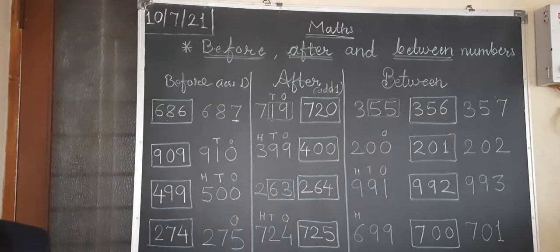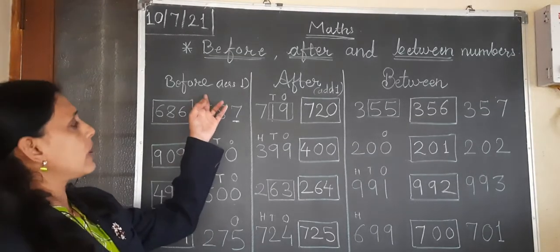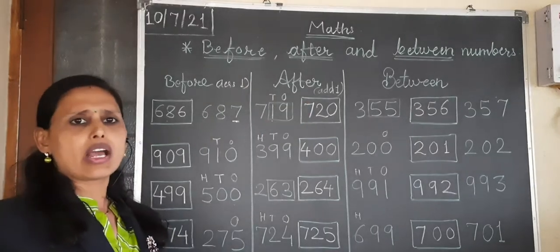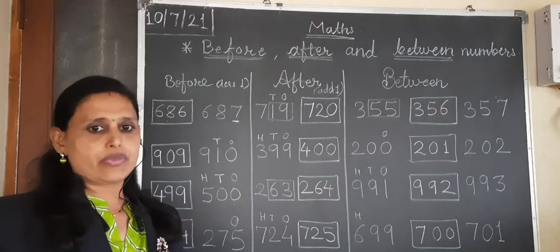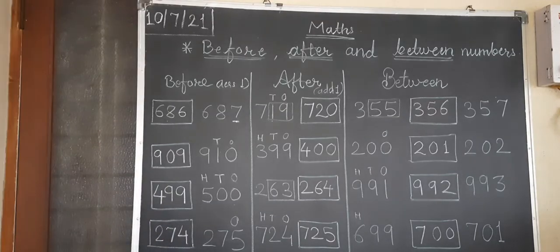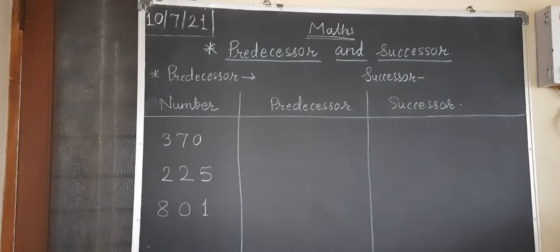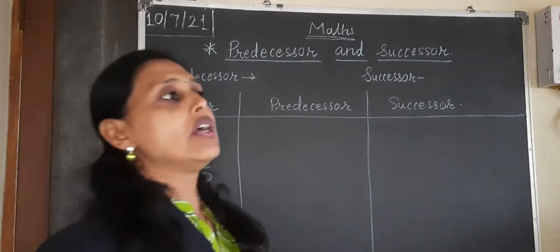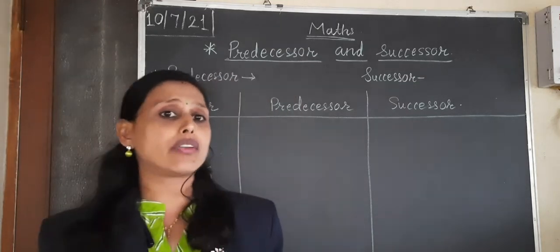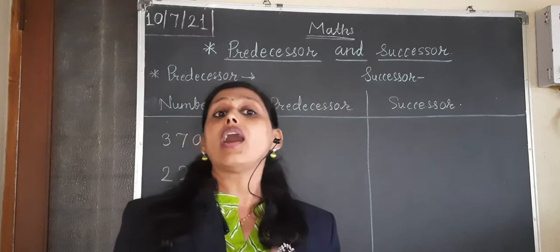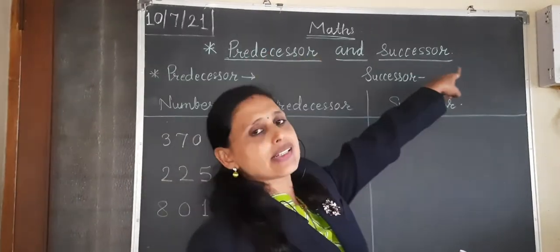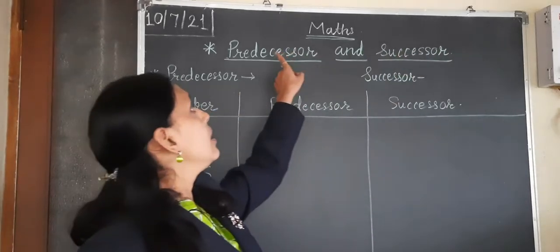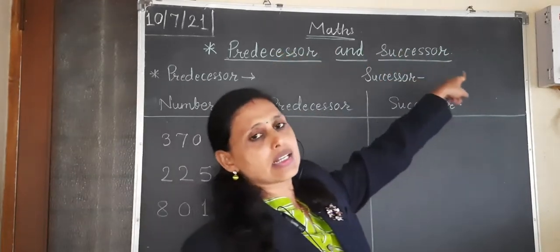Now students, here before number, after number, like this way we are calling. But this is also called by another name that we are going to learn now. Now see students, what I told you, before and after number is also called by another name. That is called predecessor and successor. What is it called? Predecessor and successor.